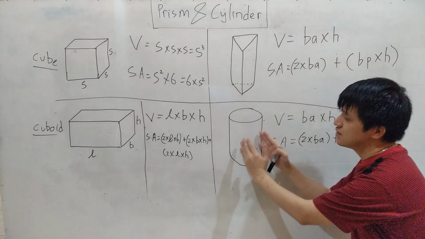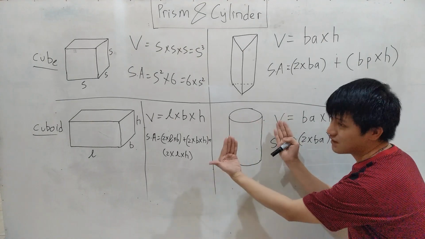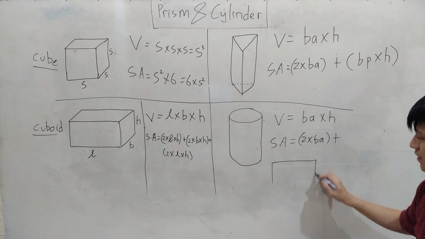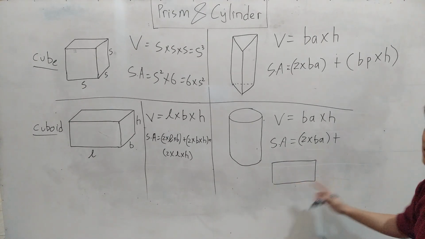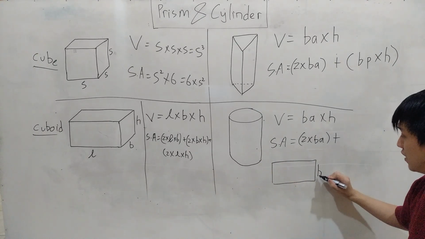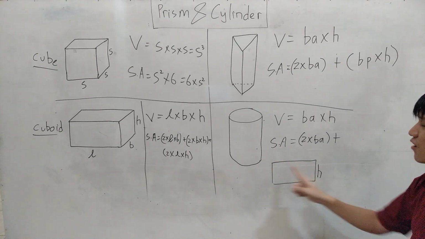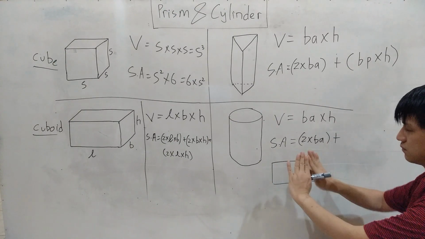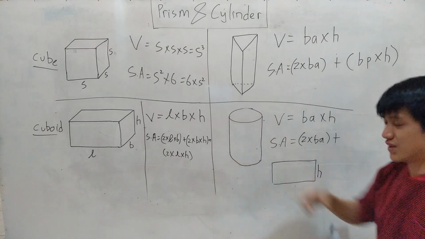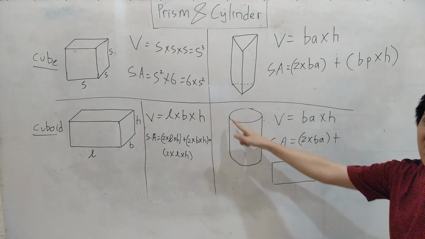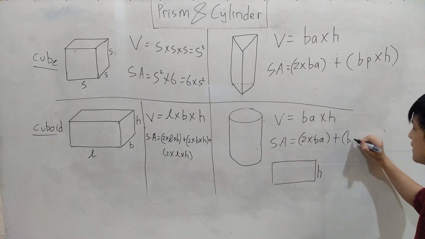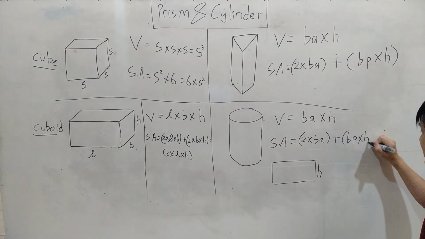now imagine again this middle part. If you open it, it will be a rectangle. What is the breadth of the rectangle? The height of the cylinder. And what is the length of the rectangle? The length will be the same as the perimeter of the base, right? So it will be base perimeter times height.